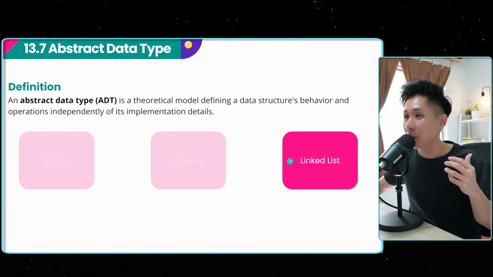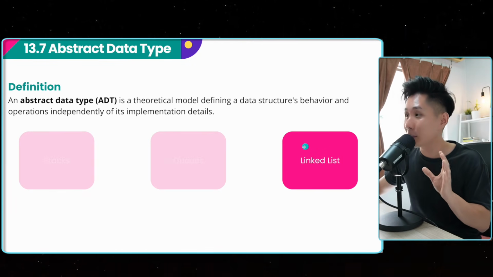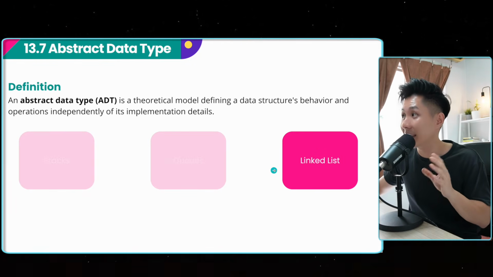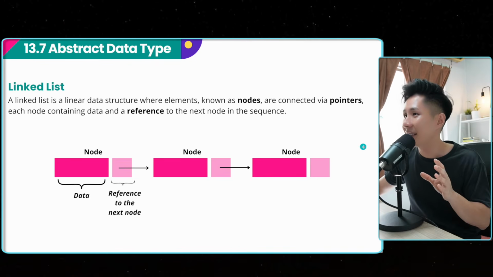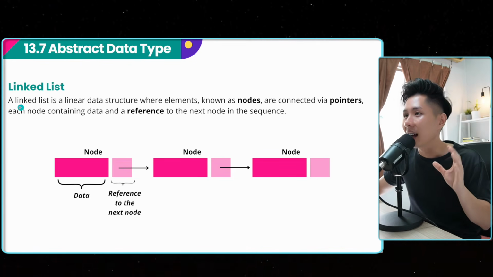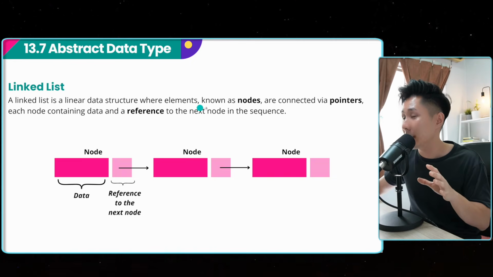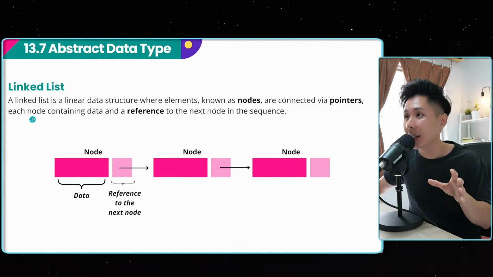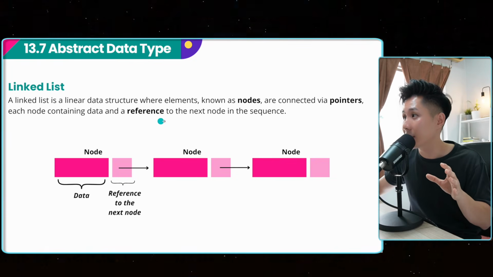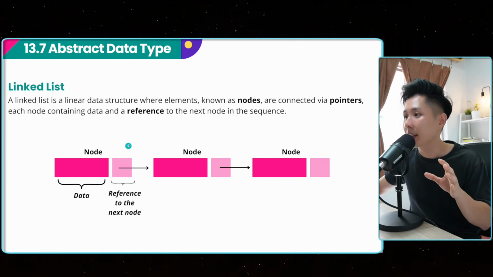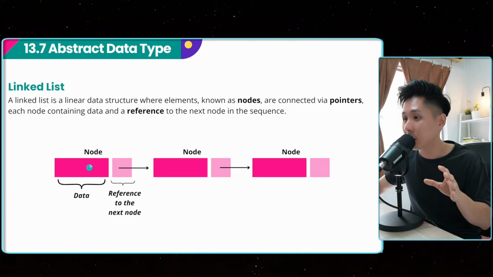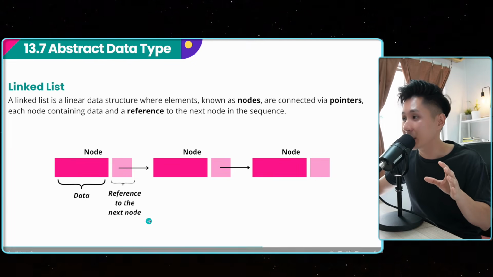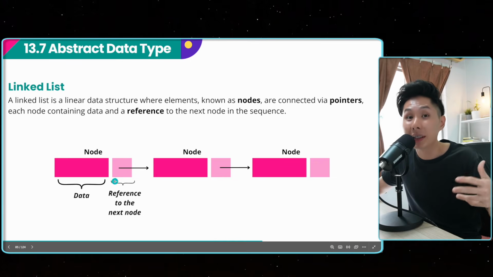So that's circular queue. And the last abstract data type we'll explore is the linked list. And let's look into what a linked list is. A linked list is a linear data structure where elements known as nodes are connected via pointers, each node containing data and a reference to the next node in the sequence. So this is the node, and the node contains data and the reference to the next node, meaning where it's pointing to, what's the next element.